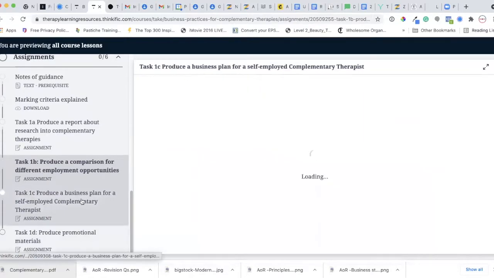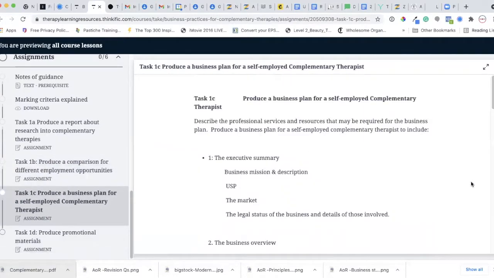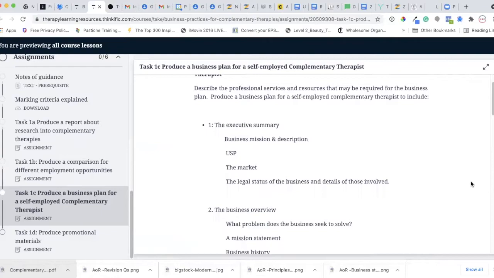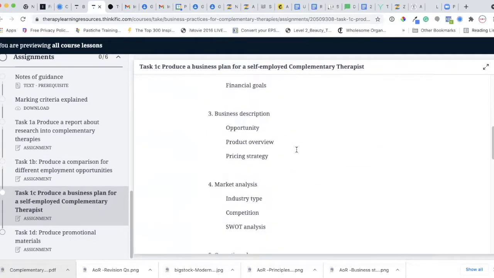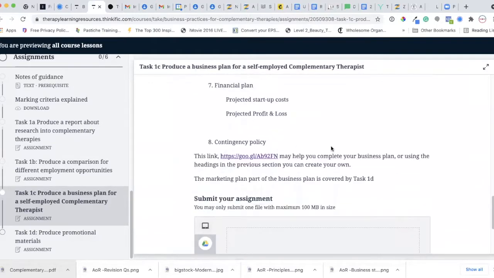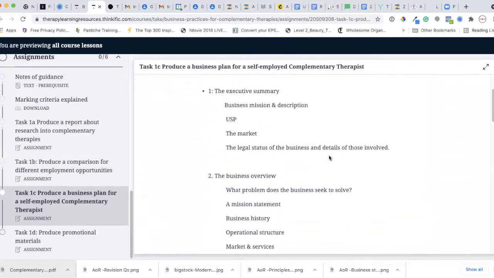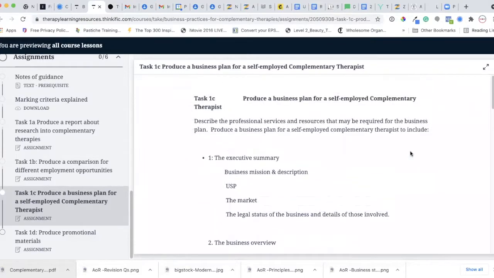And then this is the biggie. This is the one that causes the most trauma, because it is so big. So I've given you a list here. I did have up until a couple of days ago a much smaller list, because City and Guilds say that they just want a business plan. They don't give you much more information than that.